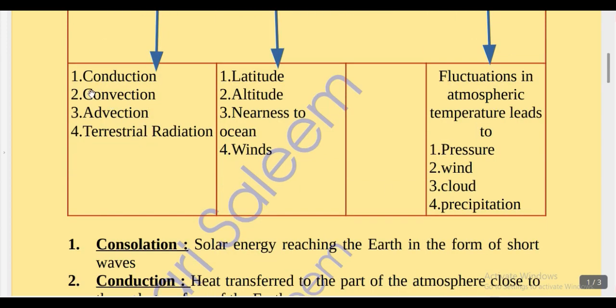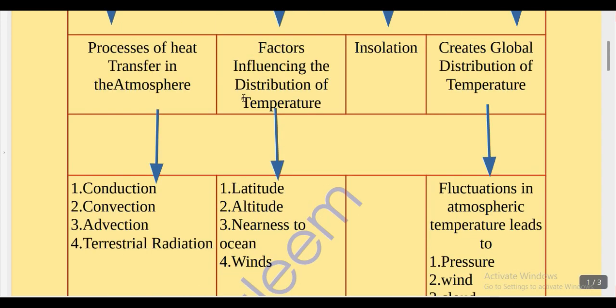Then subpoints of the first one, process of heat transfer in the atmosphere: conduction, convection, advection, and terrestrial radiation. Next, factors influencing the distribution of temperature: latitude, altitude, nearness to ocean, winds.